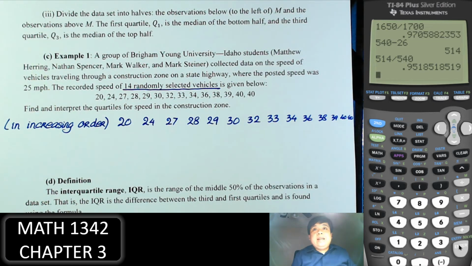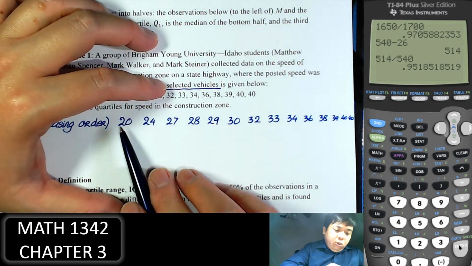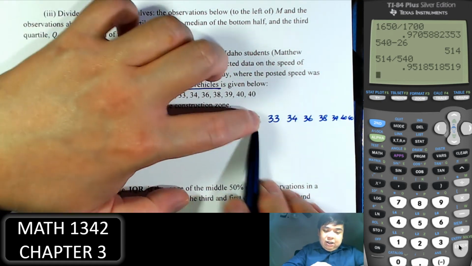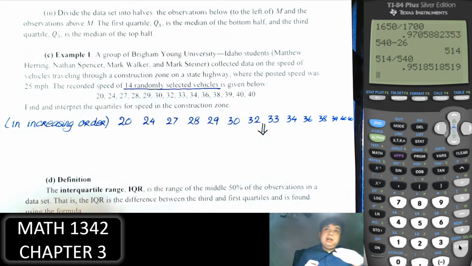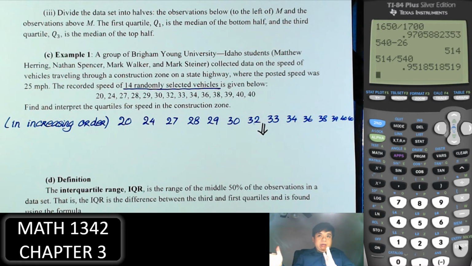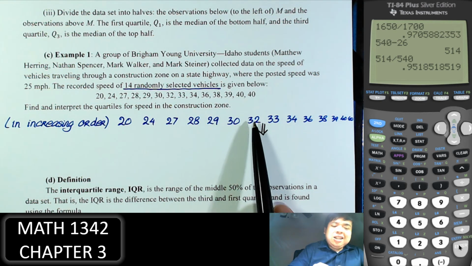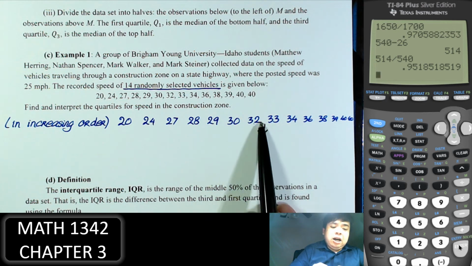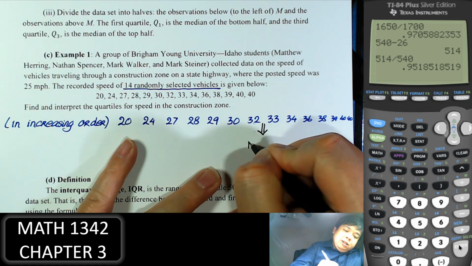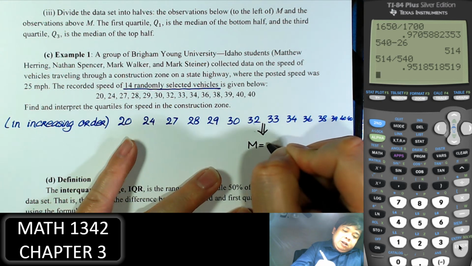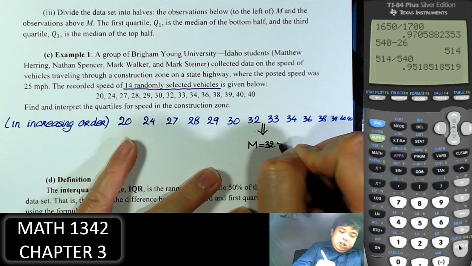So if there's 14, and if we want that in half, will be 7 on the top, 7 above, and 7 below. Right? So 1, 2, 3, 4, 5, 6, 7. The median will be right here. So that's 7 above it, 7 below it. So since this is an even number, we have to cut this. Take the average of these two, that is the median, 32.5, 32 and a half.